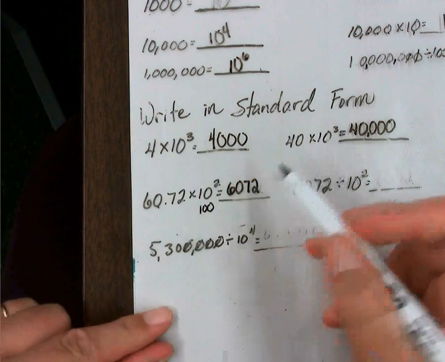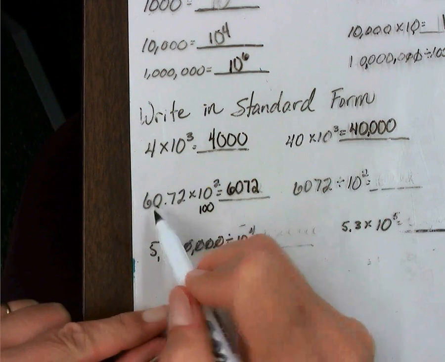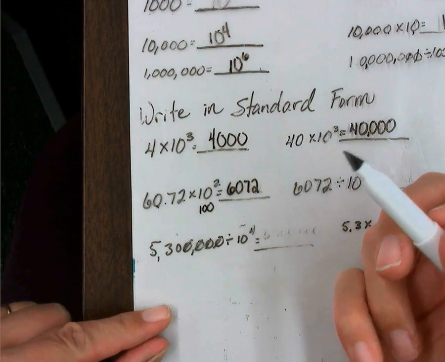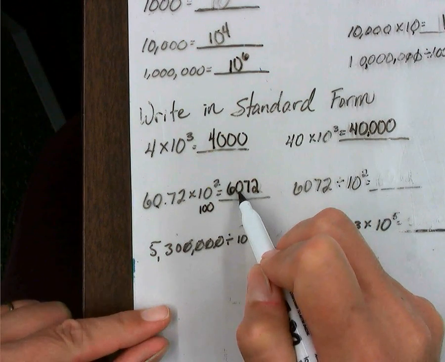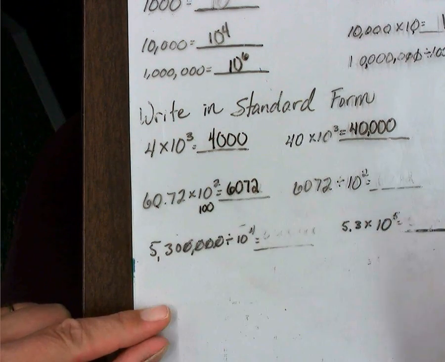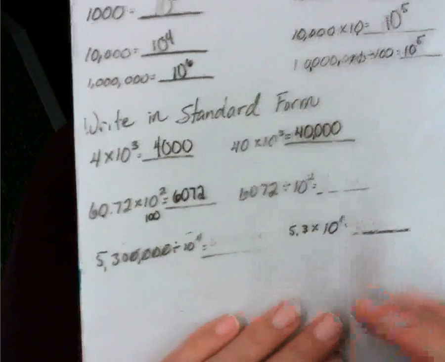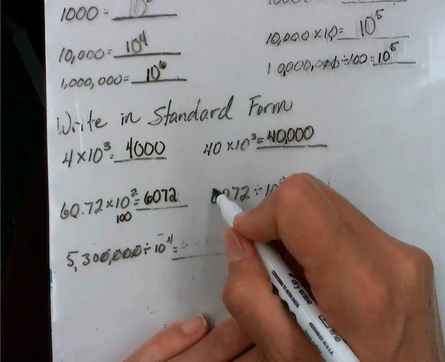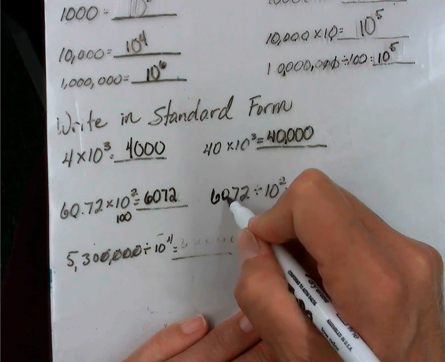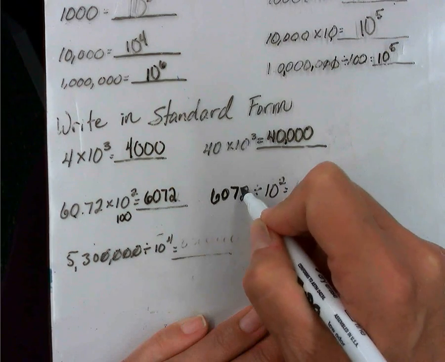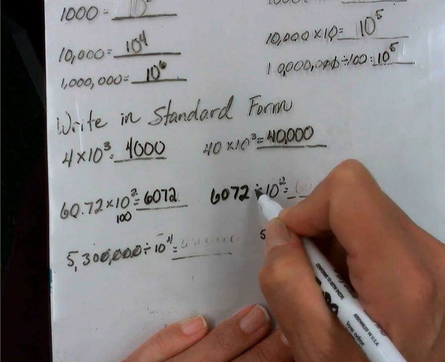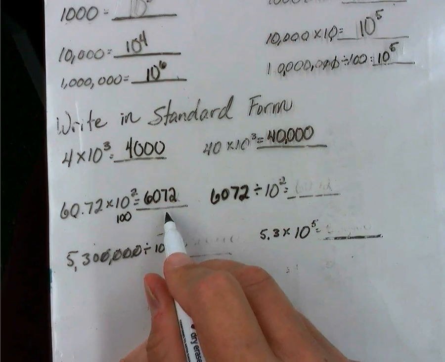That was the one we were thinking about because it's in the ones place. 1 times 100 is 100. 0 then goes in the hundreds place. And if we look over here, we have those exact same numbers again. 6,072. So it matches what we just finished with.